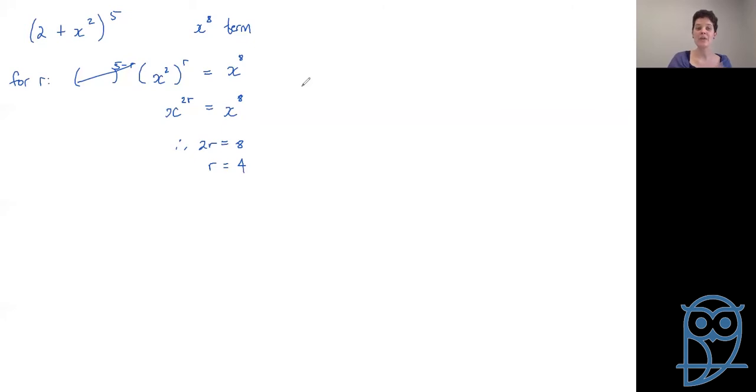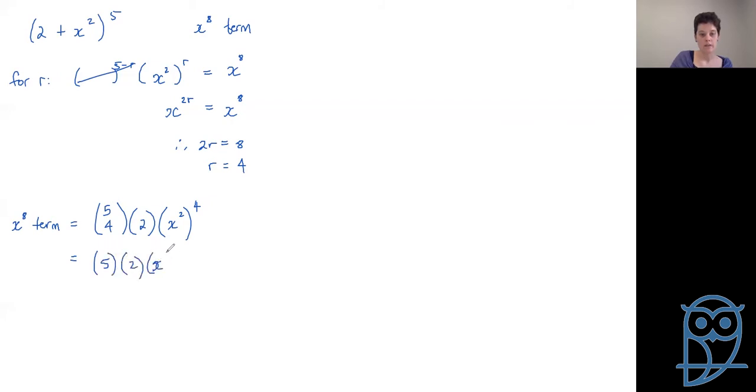So now we can go ahead and we can calculate that term. The x to the 8 term equals, we're going to want the 5C4. First position, 5 minus 4 is 1. Second position to the 4. So 5C4 is our 5. 2 x to the 8, which is 10 x to the 8 is the term that we're looking for. We didn't have to go calculate all those terms in order to get there. We just went straight there.